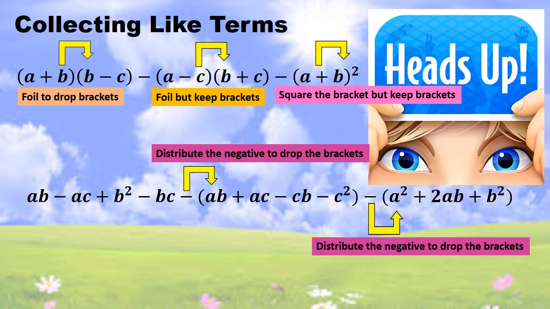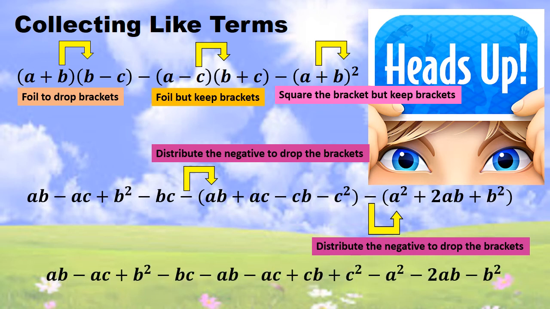Heads up, we have to keep our heads in the game because there are lots of like terms coming up ahead. So: ab minus ac plus bc squared minus bc minus ab minus ac minus cd plus c squared. If there's a negative in front of a bracket, all the signs inside the bracket will change. The positive will become a negative and the negative will become a positive. Same with the last term, that negative being distributed into that bracket: minus a squared minus 2ab minus b squared.